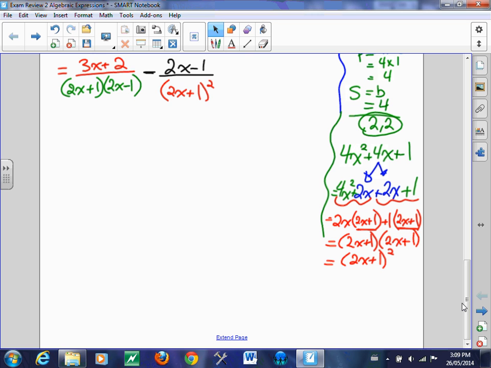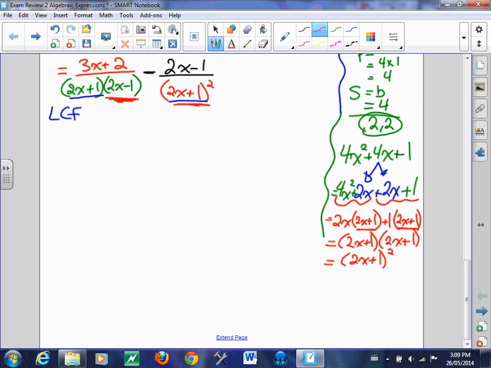Okay, so now that we've factored, ladies and gentlemen, now we've got to come up with what's called the lowest common factor here. Notice that one of these is repeated in here, so we don't have to include it twice. So we're going to deal with this factor and this factor. My lowest common factor equals 2x minus 1 times 2x plus 1 squared. Or you could write that out twice, it's still okay.